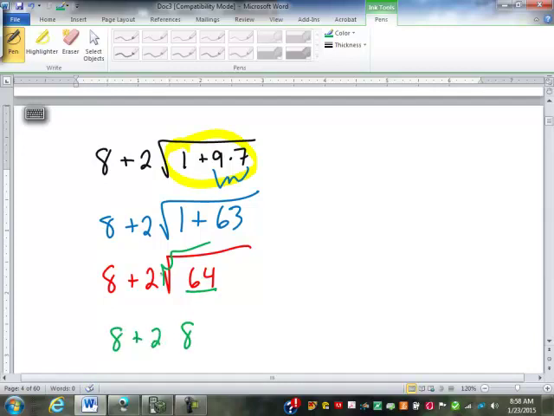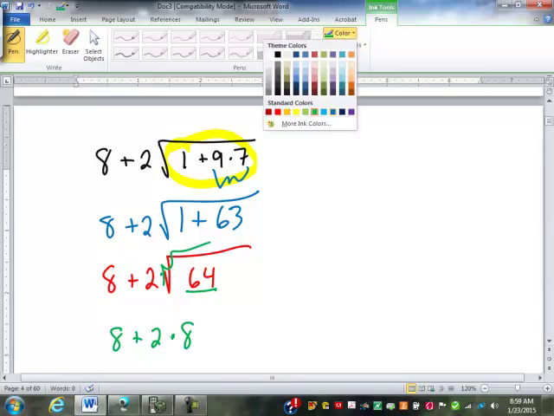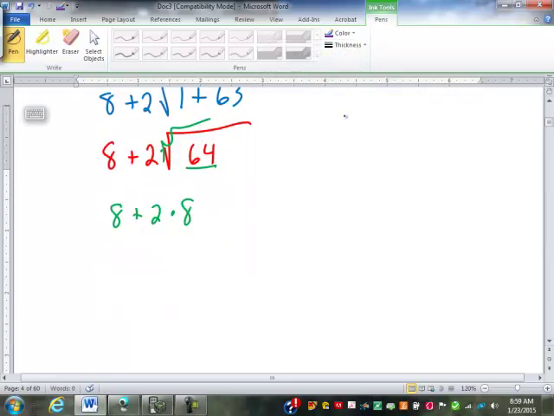And now there was a 2 in front here with no operation. We do have to put in multiplication. Now, there's no more enclosing symbols, no more exponents. We are down to multiplication and division. 2 times 8 is 16. 8 plus 16 is 24.